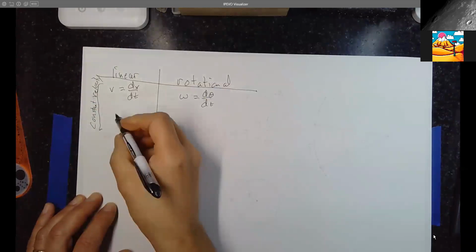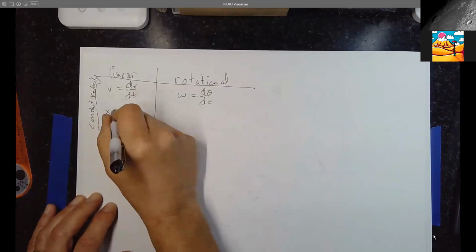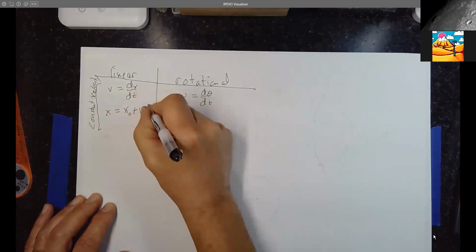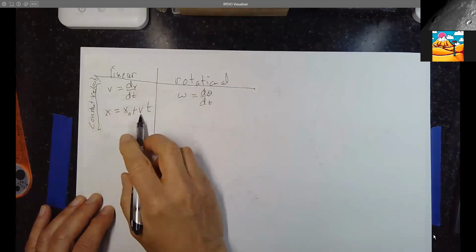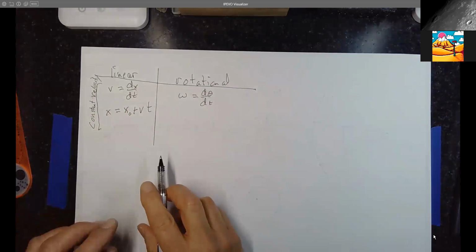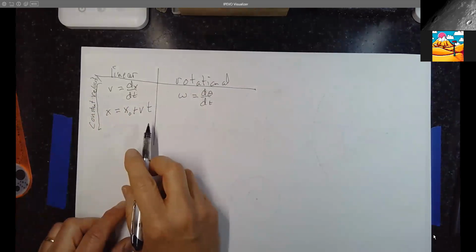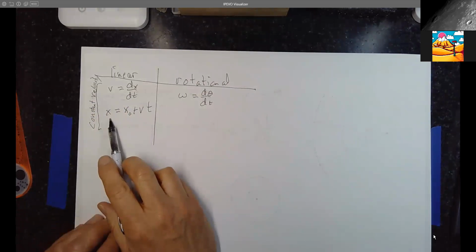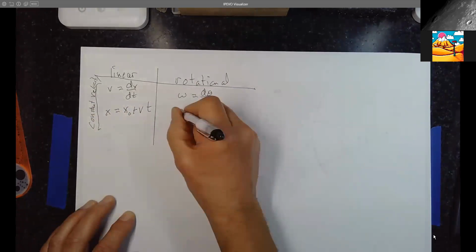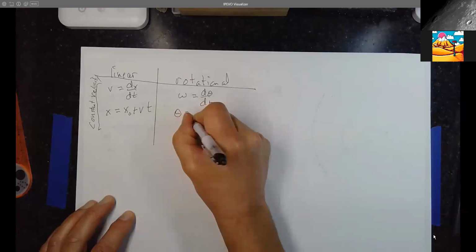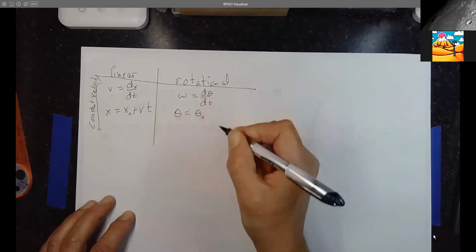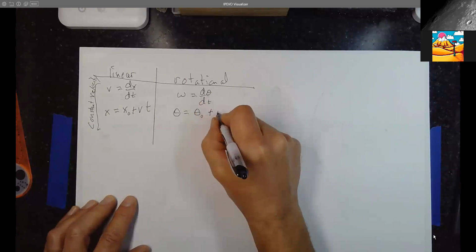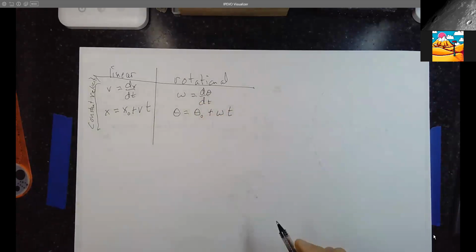Okay, constant velocities, an equation we had that was x was equal to x naught plus vt, and the v was constant. So there is an equation we had. Well, in rotational motion, instead of having x's, we're going to have thetas. And so we might say theta is going to equal theta naught, whatever its original measure was, plus omega t.